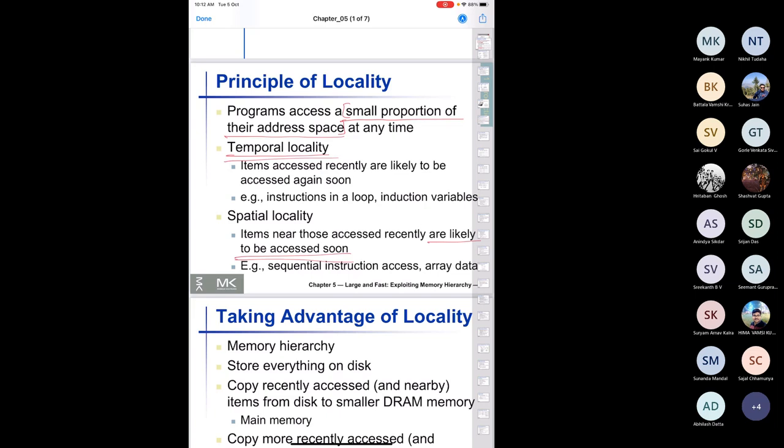The basic problem is that memory becomes more and more expensive if it has to become faster. Expensive in terms of the amount of money you pay per unit storage.